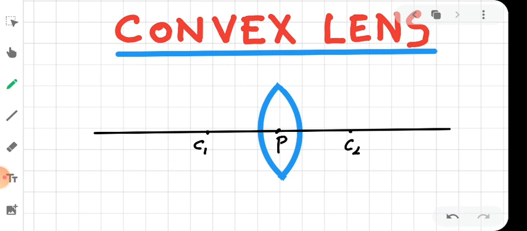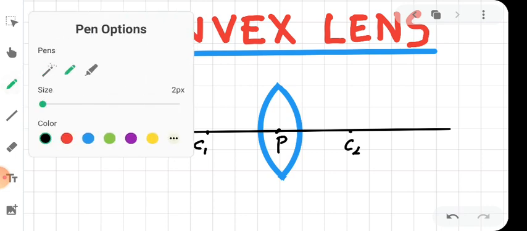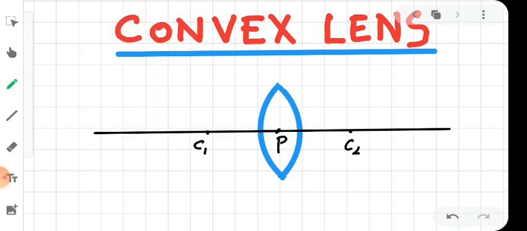Let me show you what these rays are. Let me just draw a point source, in front of the lens, on this side. Basically you can divide the lens into four regions using the axes. You have the x-axis and the y-axis, and the pole is the origin.